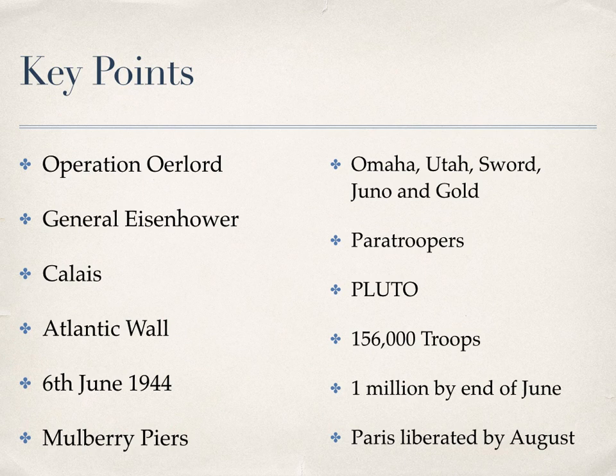Then they dropped the paratroopers in first. They had an oil supply from the Pluto pipeline. 156,000 troops landed on the first day, 1 million by the end of June, and again Paris was liberated by August.